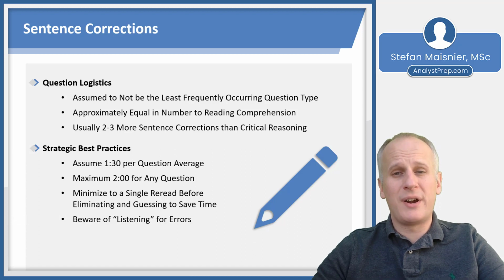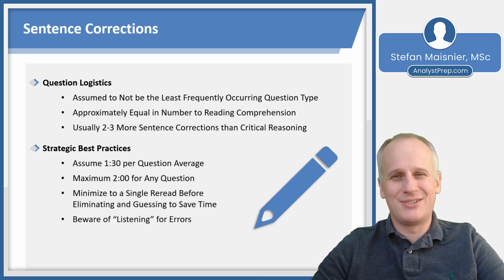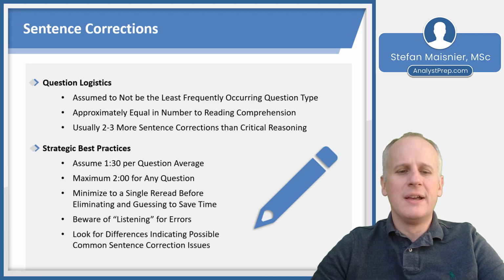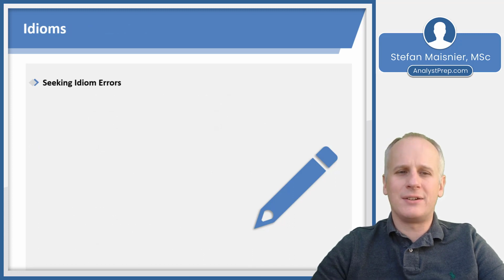You do have to beware of listening for errors. Now, that said, I may say this from time to time in this lesson about listening to how it sounds, but that's dangerous because unfortunately, that's not a clear and fast rule. We will be talking about some clear and fast rules for idioms here today, but sometimes you just have to rely on your instincts. But you still will want to look for differences indicating possible sentence correction issues that are common, including those of idioms. So, let's talk about how we seek idiom errors on the GMAT.